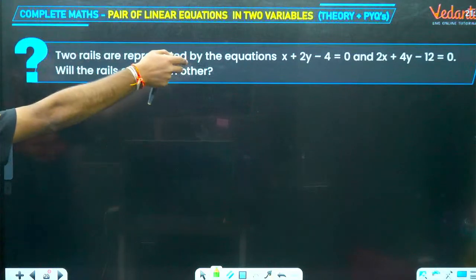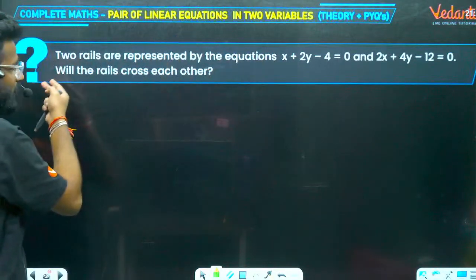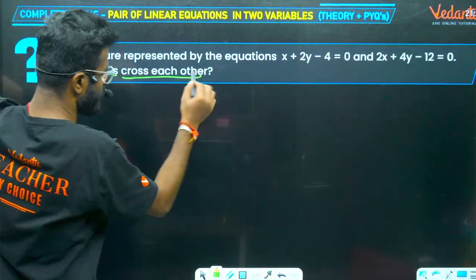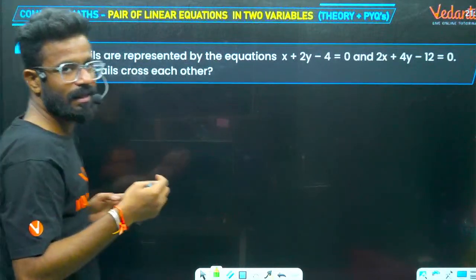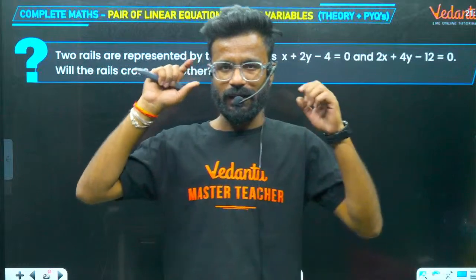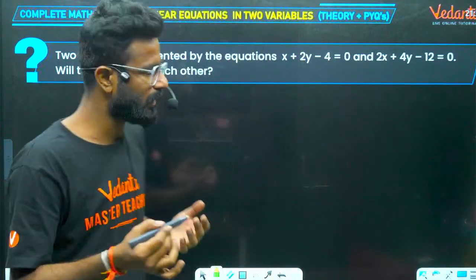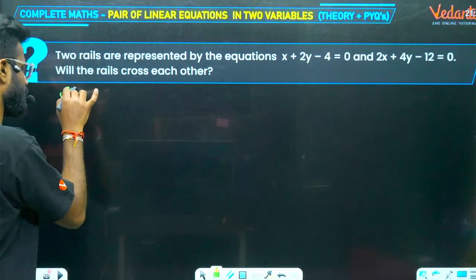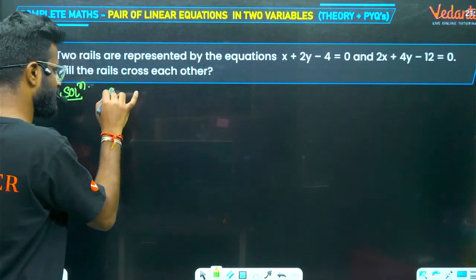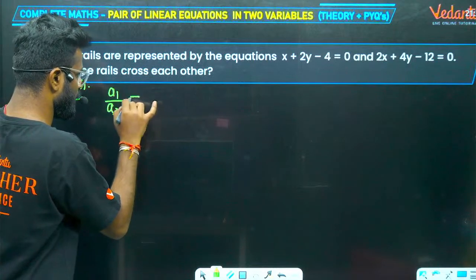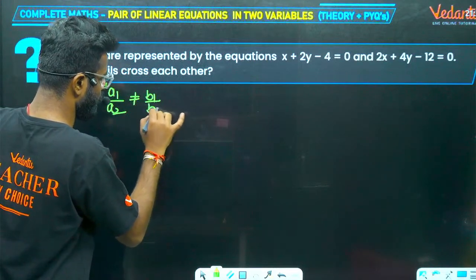Two rails are represented by these equations. Will the rails cross each other? If they cross, then it satisfies the condition of intersecting lines. Intersecting lines you know well. The condition of intersecting lines is a1 upon a2 is not equal to b1 upon b2.